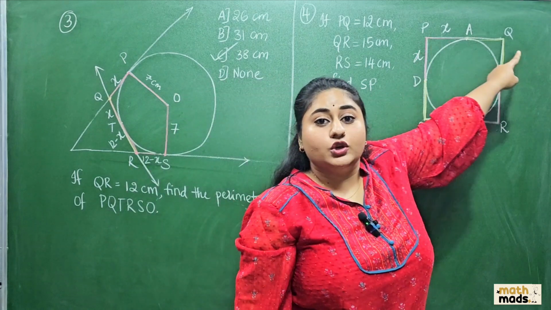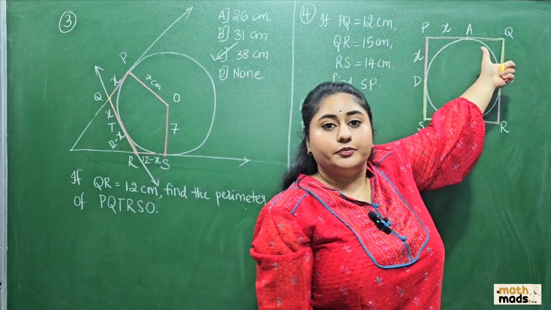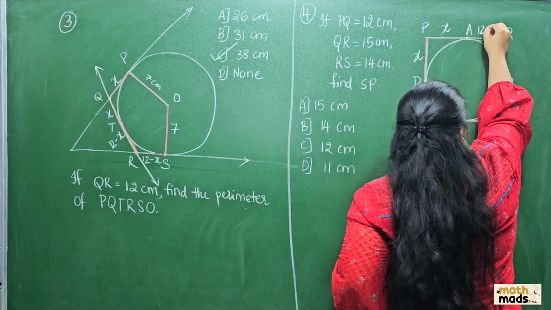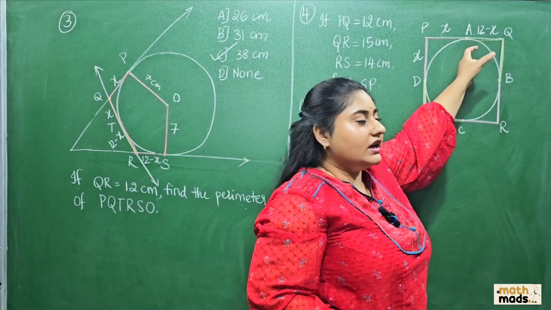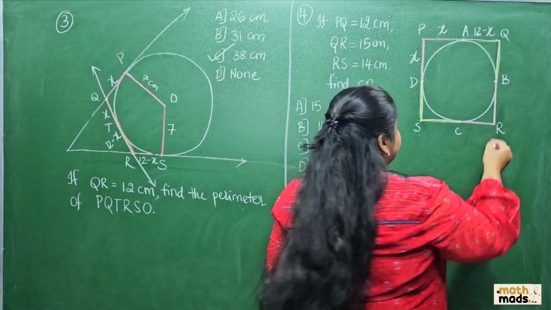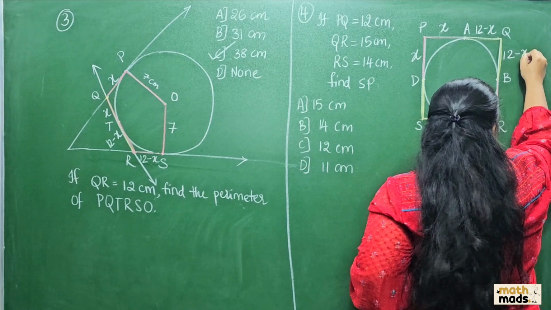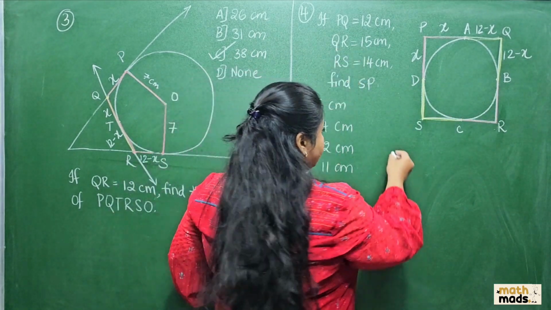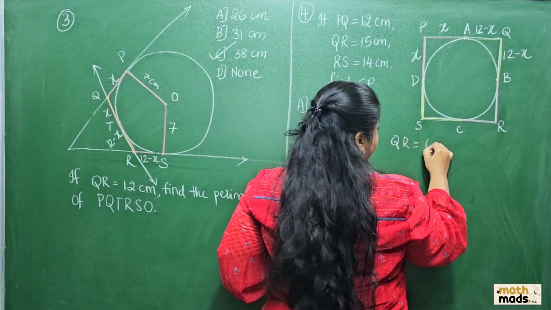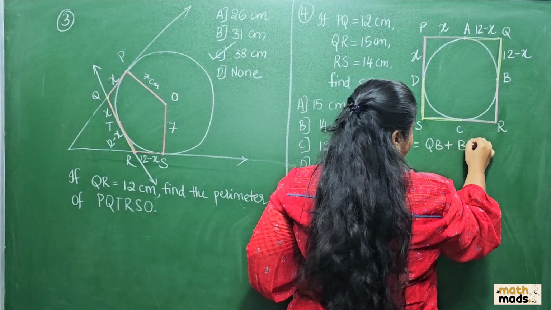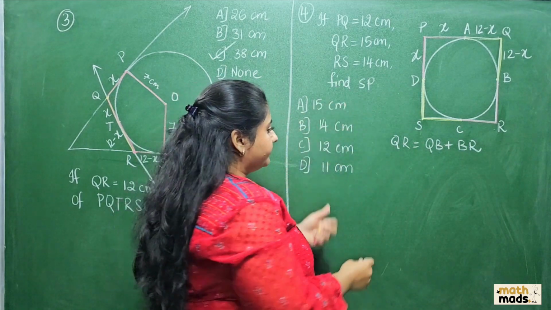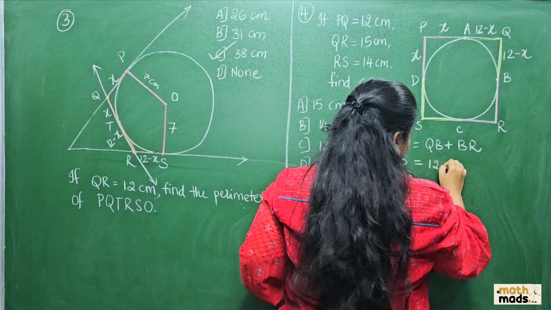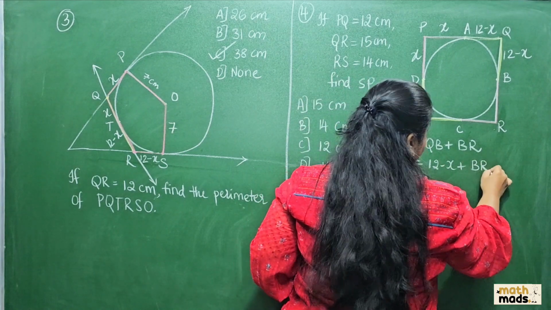I already know that PQ is 12 centimeter. So if PA is X, then AQ will be remaining part, that is 12 minus X. If QA is 12 minus X, what about QB? It will also be 12 minus X, right? Now we know QR, the total length is 15. So QR, I can split it as QB plus BR, right? Now QR is 15, let me substitute, is equal to QB is 12 minus X, 12 minus X plus BR.